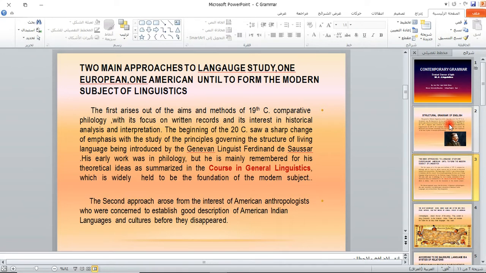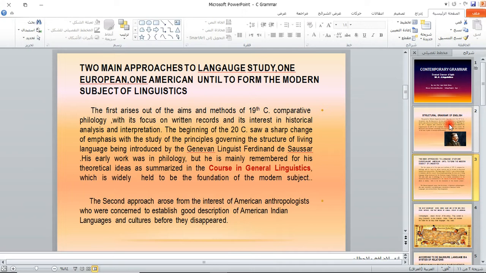The beginning of the 20th century saw a sharp change of emphasis, with the study of the principles governing the structure of living language being introduced by the Genevan linguist Ferdinand de Saussure. His early work was in philology, but he is mainly remembered for his theoretical ideas, summarized in the Course in General Linguistics, which is widely held to be the foundation of the modern subject.